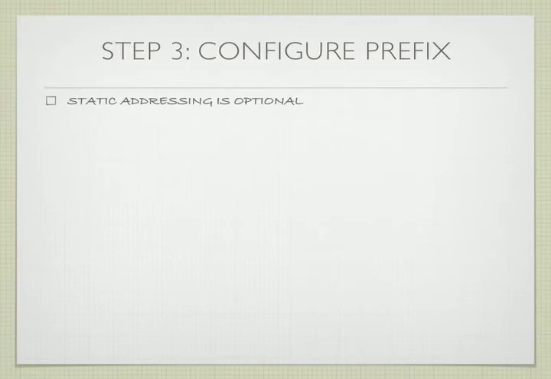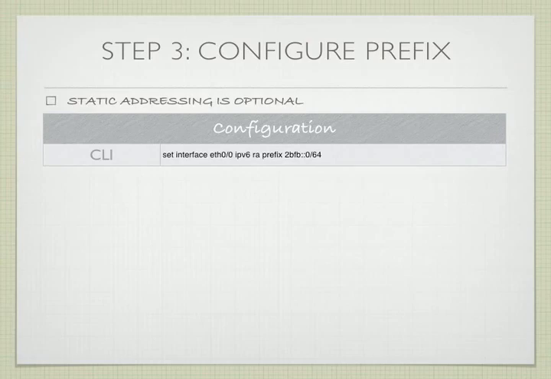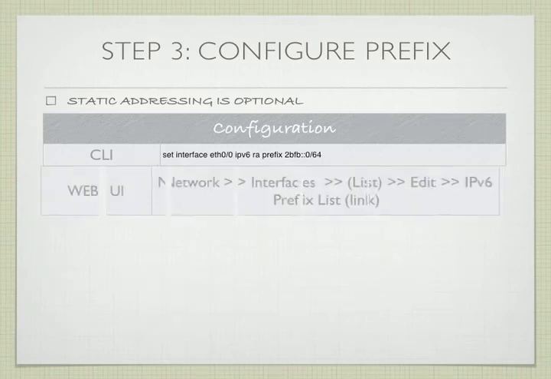Okay, step 3. Static address configurations are again optional, and we can set our RA prefix. This is going to be the prefix provided by our IPv6 router to requests for auto configuration on hosts. So we set this as, in this case, 2BFB and the /64.